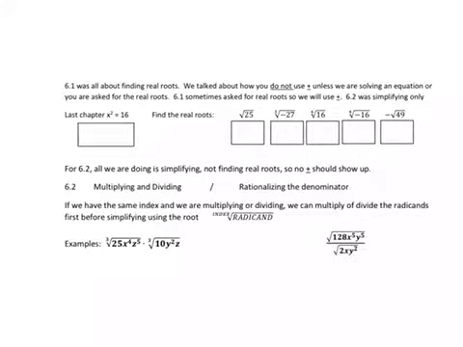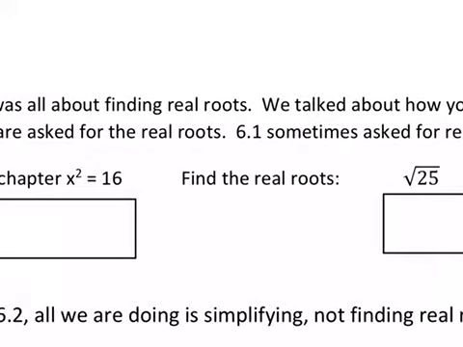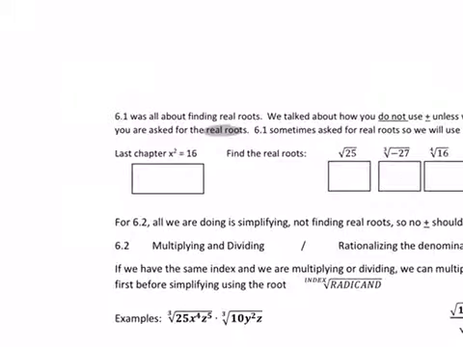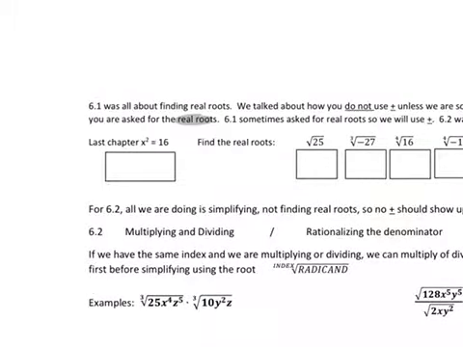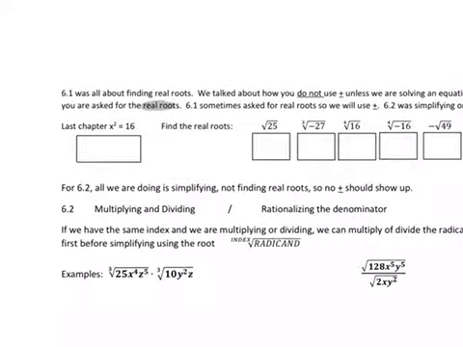So 6.1 was all about finding real roots. We talked about how you do not use plus or minus unless we are solving an equation or you are asked for the real roots. Remember, real roots is just another way of asking for solutions. So 6.1 sometimes asks for real roots, so we will use plus or minus on those. 6.2 was simplifying only, though, so they never showed up on that.